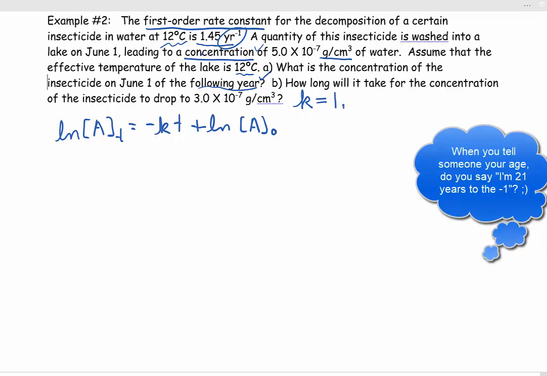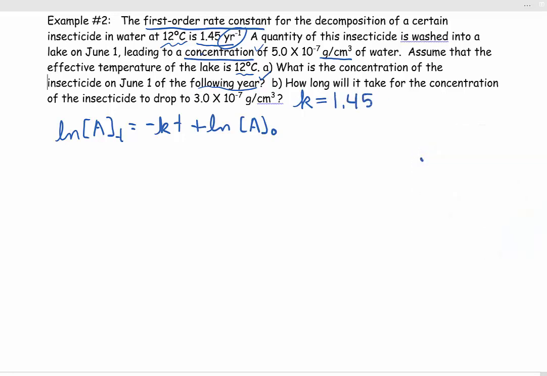So it's not time, it's actually the units of our K value. Remember that when you have K and it has time to the minus 1, that's indicative of a first order rate law. So this is just another clue that it's first order, but this is also our K value. So we know K. What is time? Well, what is the concentration on June 1st of the following year? How much time has passed? 1 year. So we know t is 1 year.